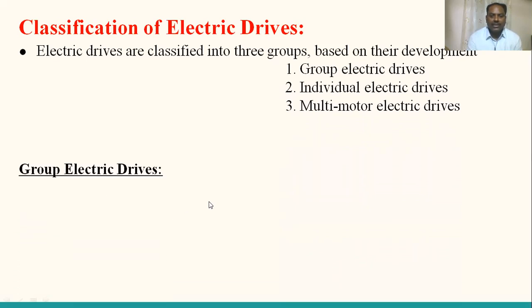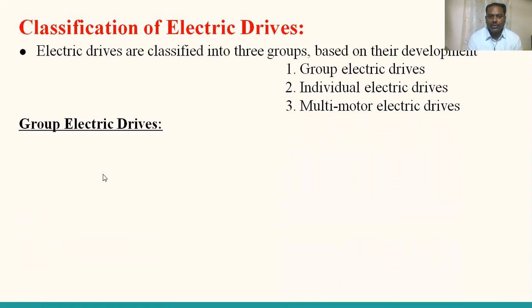The first one is the group electric drive. So what is a group electric drive? For example, take the rice mill. I think most people have visited a rice mill. A rice mill has a large motor rotating a common shaft. That shaft is connected with a number of multi-stepped pulleys, and the pulleys are belted to different motors for various functions.